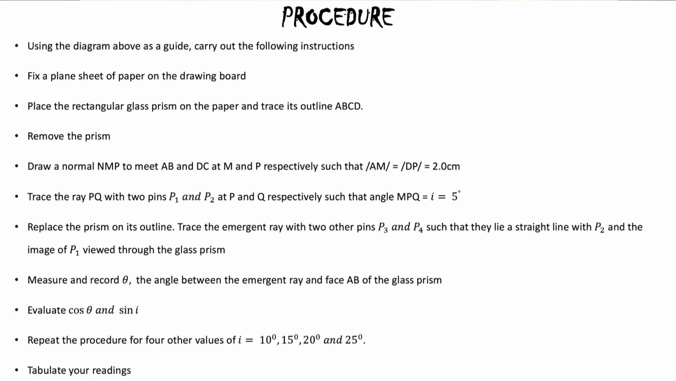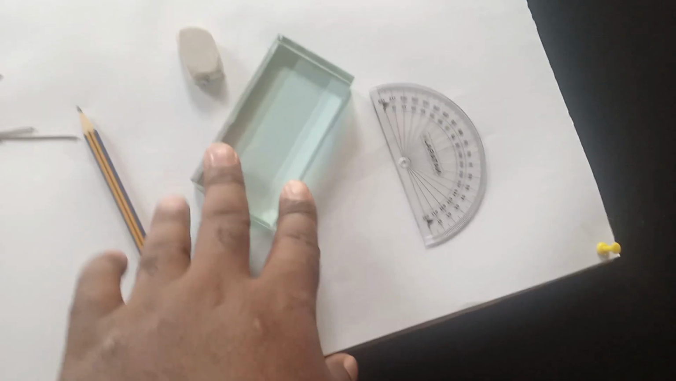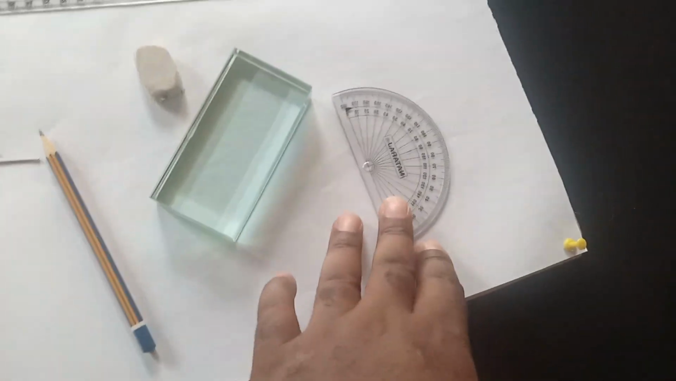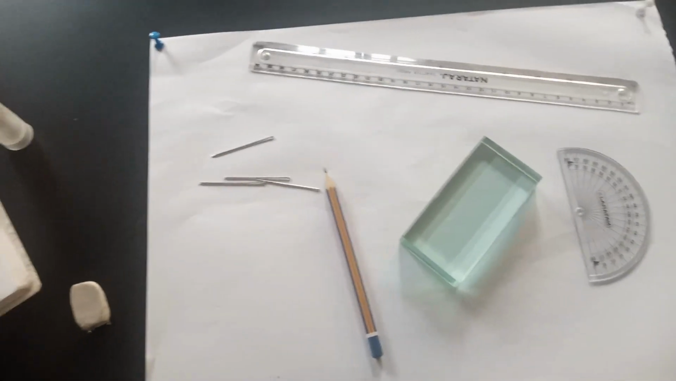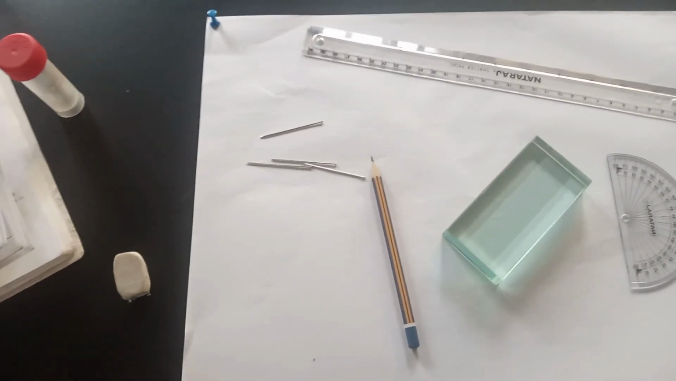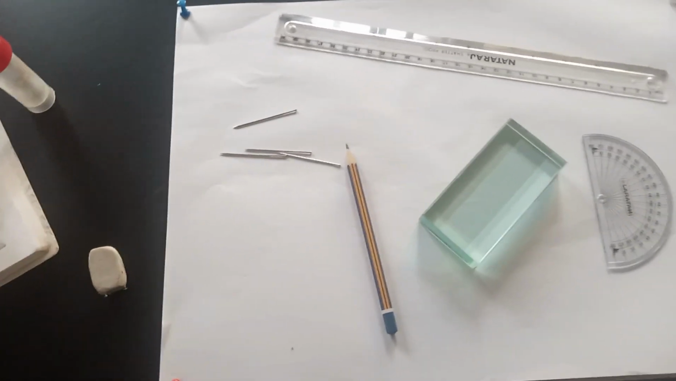We have a drawing board, as you see here, a drawing paper, then optical pins, drawing pins, a rectangular glass block, a protractor, and a 30 cm meter rule, of course a pencil or an eraser in case there is a mistake. And as it is in the drawing, we are going to set up the experiment and carry out the instruction as it is in the drawing.